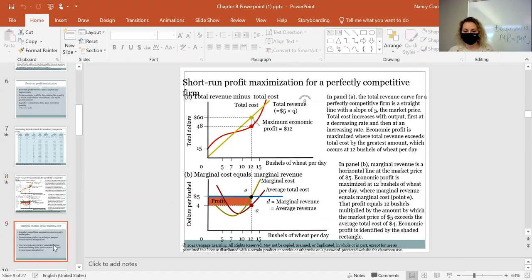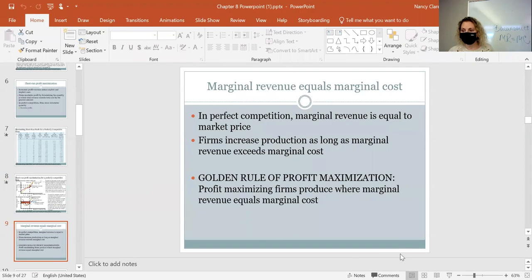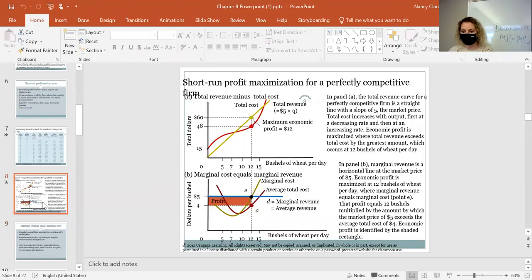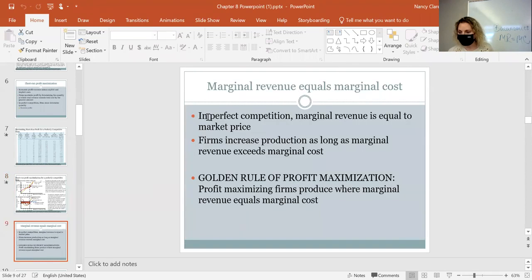Okay. You've already seen this, right? We already went through this, but let's just do a quick review. In perfect competition, marginal revenue is equal to the market price. Yep, that's the blue line. Price is your demand curve. Marginal revenue is equal to it. Yeah, those are the same, okay?